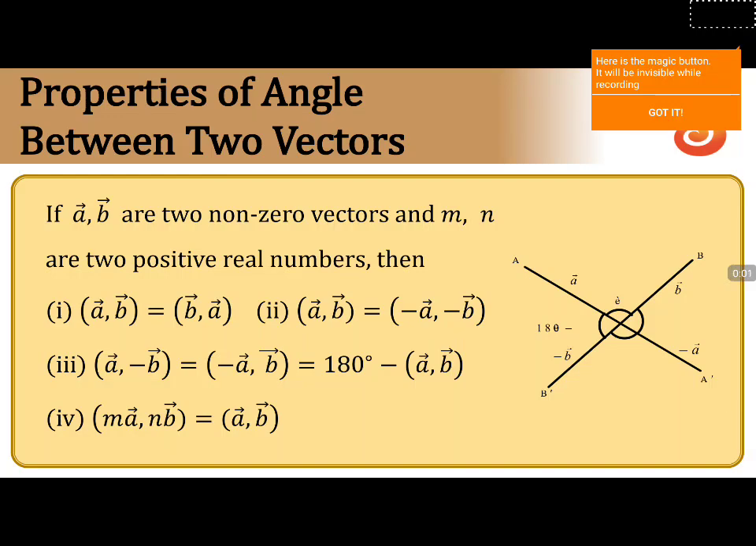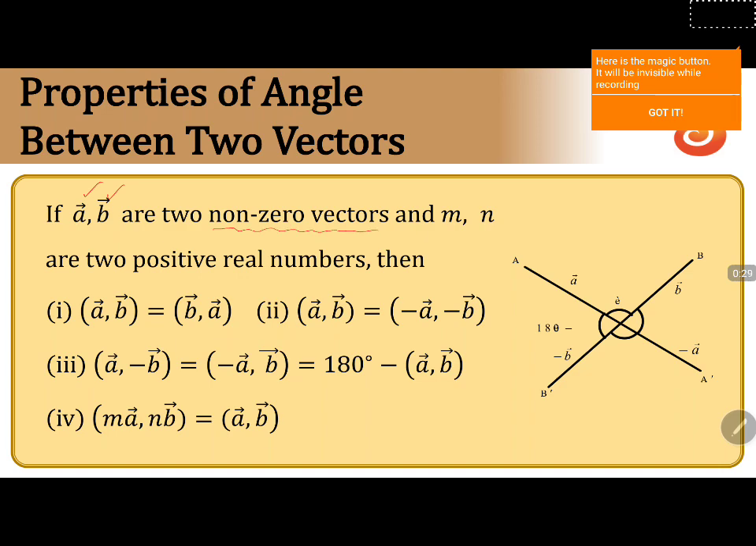Here we are going to discuss the properties of the angle between two vectors. This concept is very important at the time of doing the PU problems, especially the problems related to 1 mark. Now here we will take two vectors. One is known as A vector, the other one is known as B vector. And these two vectors are non-zero vectors.